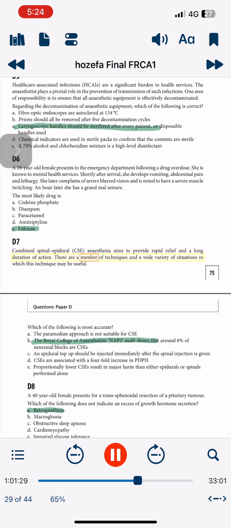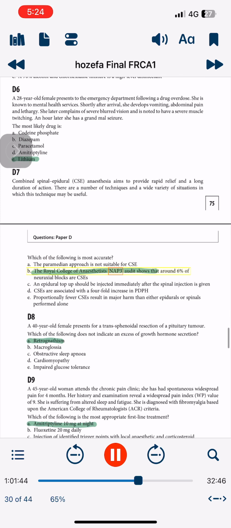D7. Combined spinal epidural (CSE) anesthesia aims to provide rapid relief and a long duration of action. There are a number of techniques and a wide variety of situations in which this technique may be useful. Which of the following is most accurate? A. The paramedian. B. The Royal College of Anaesthetists NAP3 audit shows that around 6% of neuraxial blocks are CSE.